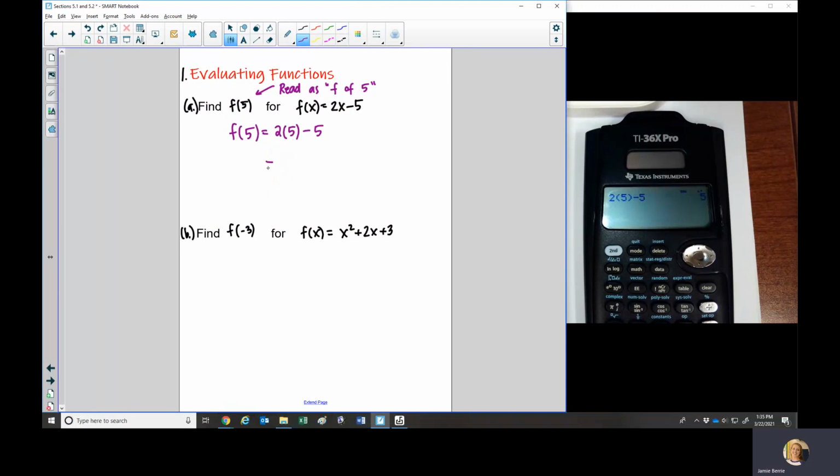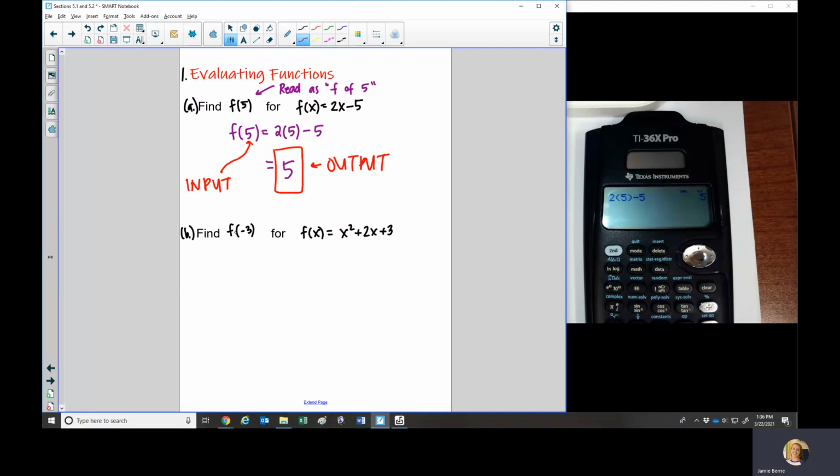Let me make that a little bit smaller, sorry. So there's our answer. Again, this was our output. 5 was our output here. It just so happened that 5 was also our input. It was just a coincidence. Your input doesn't have to match your output. So we plugged in 5 and we got out 5. Now let's do the second piece.